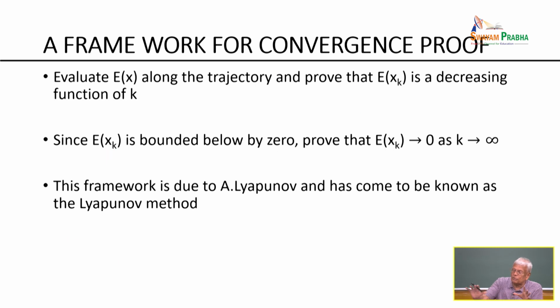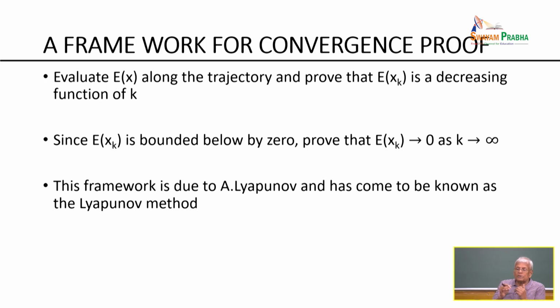So, what is the framework for proof of convergence? I want to evaluate E of xk along the trajectory to prove E of xk is a decreasing function of k. Please understand, xk is a vector, E of xk is a scalar. E of xk measures the difference between the present value of the function and the minimum value of the function. We have already seen E of xk is equal to f of xk minus f of x star. So, along the path, if I can show E of xk is decreasing, that means if I go from xk to xk plus 1, xk plus 1 to xk plus 2, my function continues to decrease.